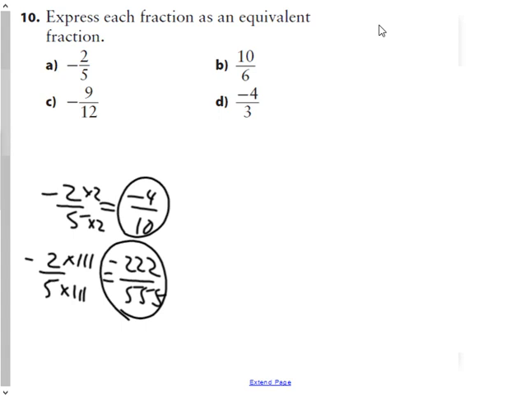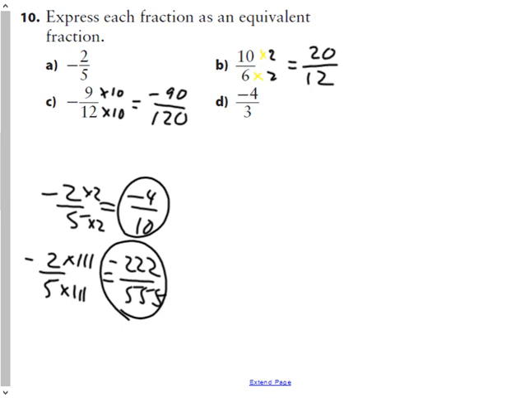Question B, we have 10/6. We can multiply by any factor. I'm going to multiply by 2 just to keep it simple. So an equivalent fraction would be 20/12. For negative 9, again, I'm going to keep it simple. I'm going to multiply by 10 this time just for giggles. I get negative 90 over 120, which is still equivalent.